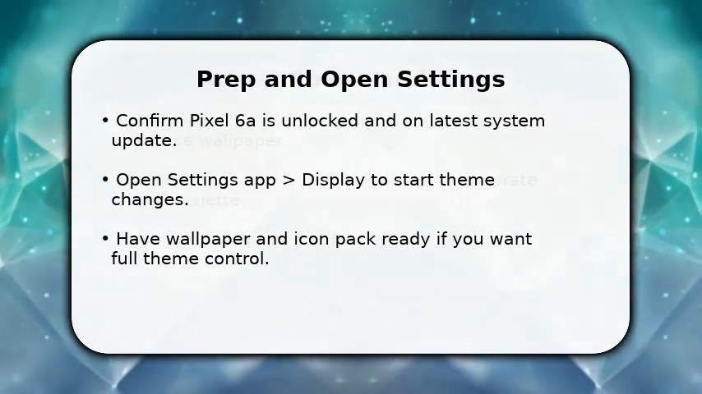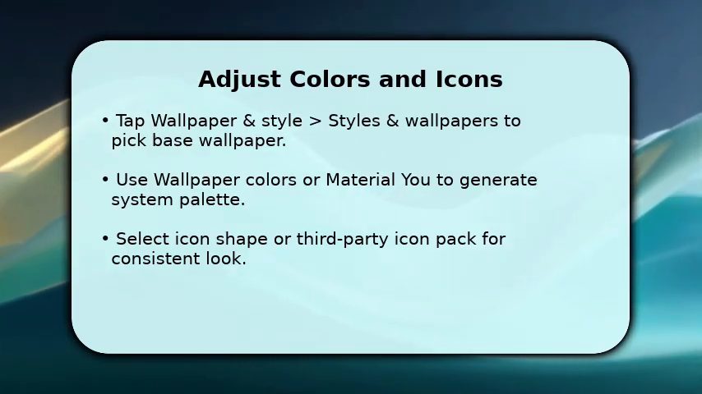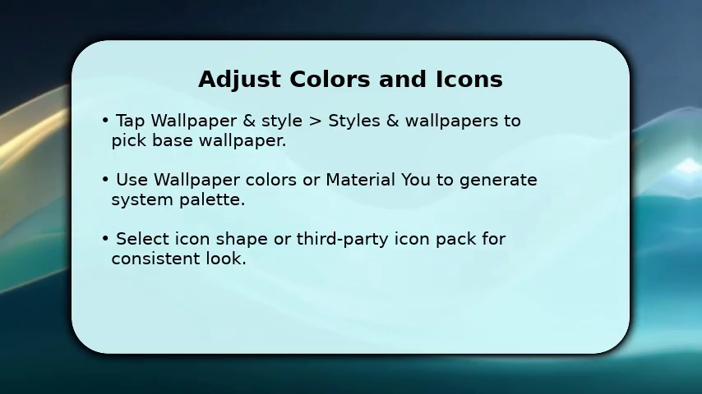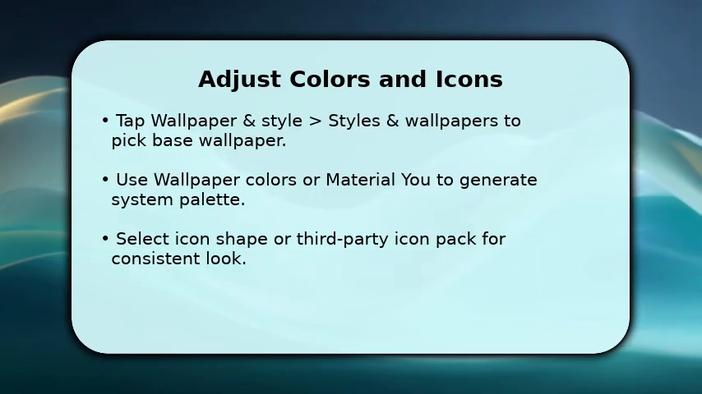You'll now choose the visual core. Pick a wallpaper first because Android's Material You extracts colors from it. Once you select the wallpaper, tap Wallpaper Colors and pick a palette. This sets system accents, quick settings, and supported apps.